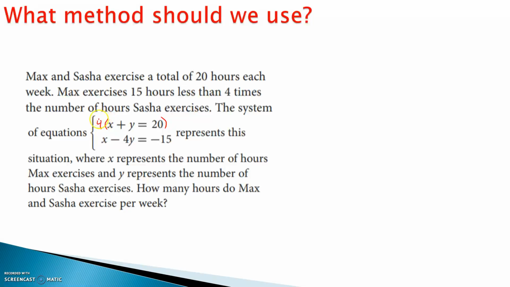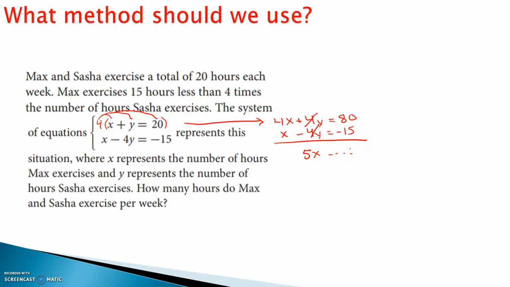Let's distribute everything by a 4. So what does that become? Well, 4 times x is 4x. 4 times y is positive 4y. 4 times 20 gives me 80. And again, the bottom stays the same: x minus 4y is equal to negative 15. And of course, from here the y's cancel out. You're left with 5x, and so on. And you would keep solving from there.